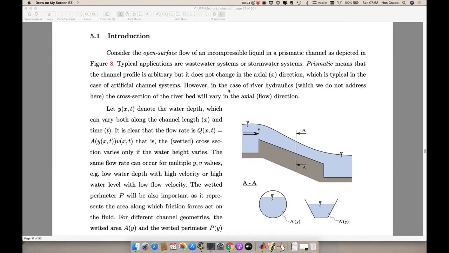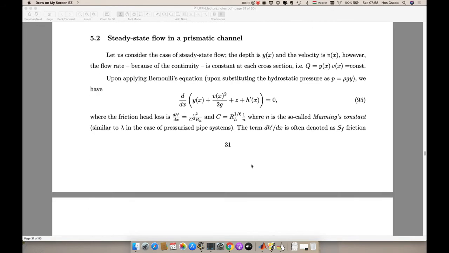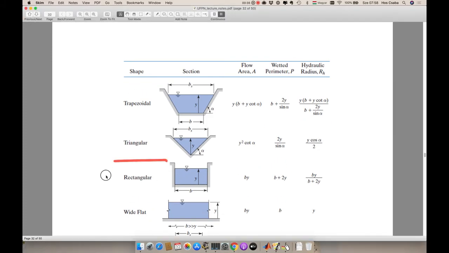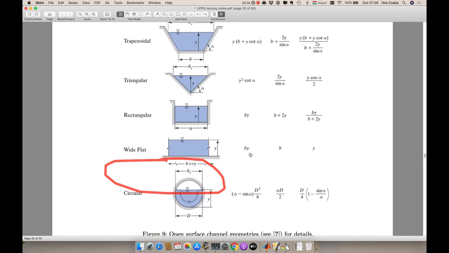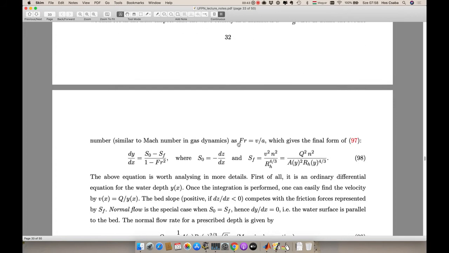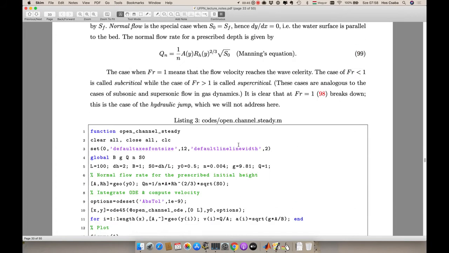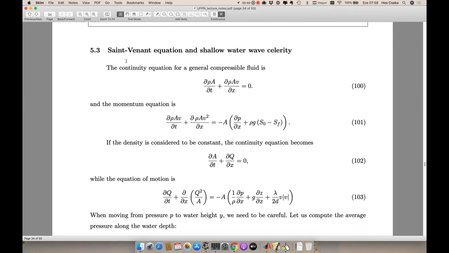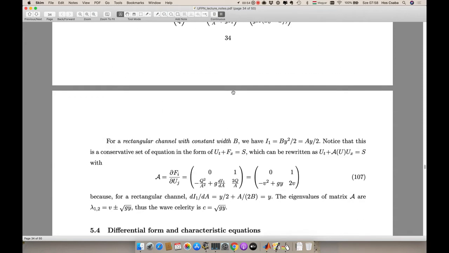So what we have is an open channel flow, okay? And mostly we are dealing with a rectangular channel, so something like this here, for the sake of simplicity. And we did steady state analysis. So what happens in the long-term steady state case? And then we also derived the famous Saint-Venant equations and the shallow water wave celerity.